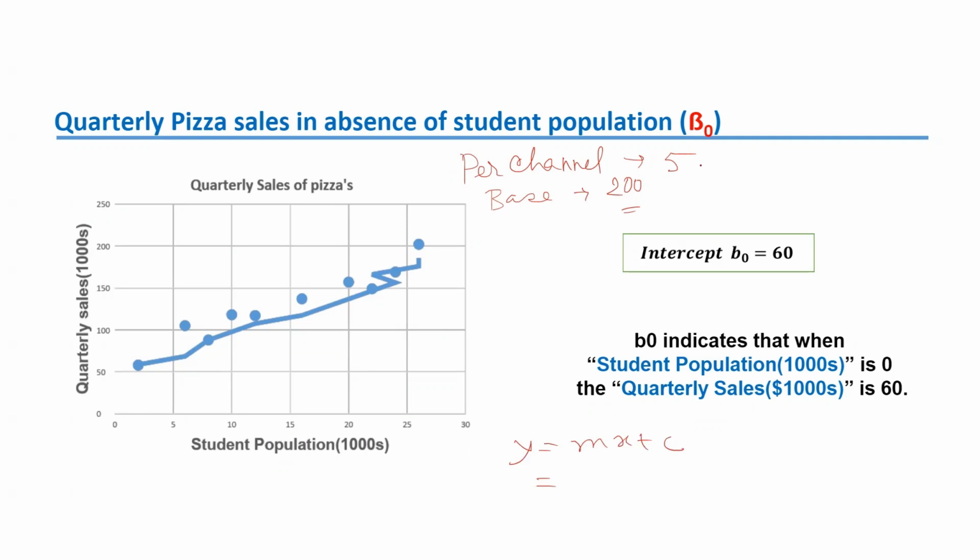So your m is 5. With per channel increase, the price will also increase by 5. So if you take 100 channels, you have 100, which is x. X is the independent variable, which is channels, and c is your base fare. So all in all, you have to pay 700 rupees to that particular individual.